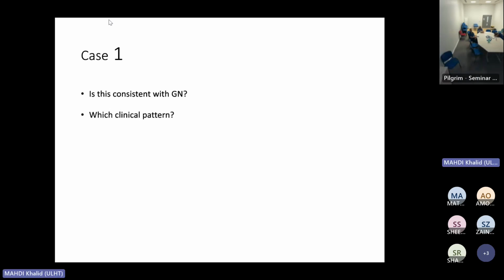I've already narrowed your differential automatically. We said, well, nephrotic. What is the commonest cause of nephrotic syndrome? Membranous, minimal change, FSGS. Yes. There are other uncommon ones like IgA. Start with the big ones.